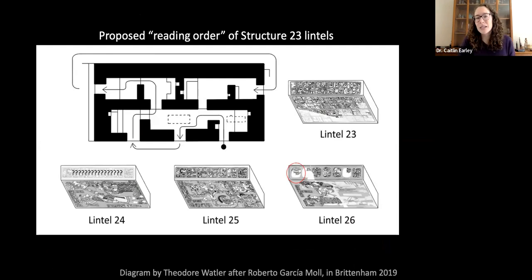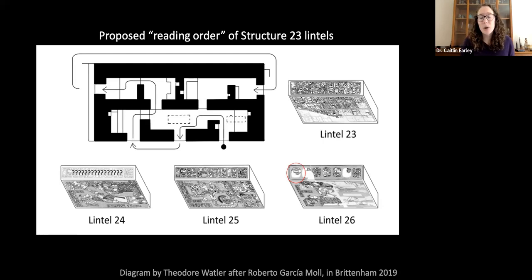So many Maya texts start with this one introductory glyph. It kind of signals where to begin reading. And that glyph is here in this series on the front of lintel 26, and I've highlighted it for you here. What that suggests is that viewers were asked to start with lintel 26, that's where we're supposed to kind of start experiencing these lintels.